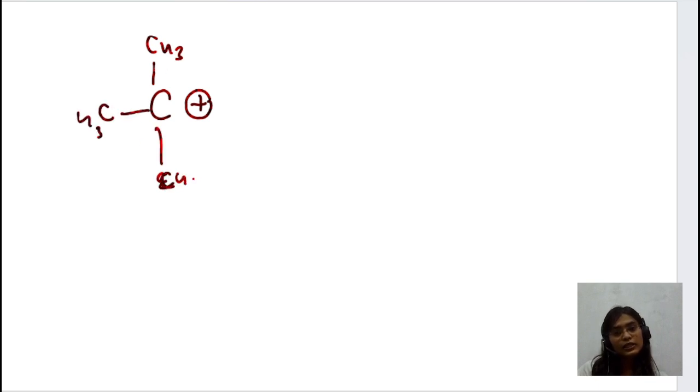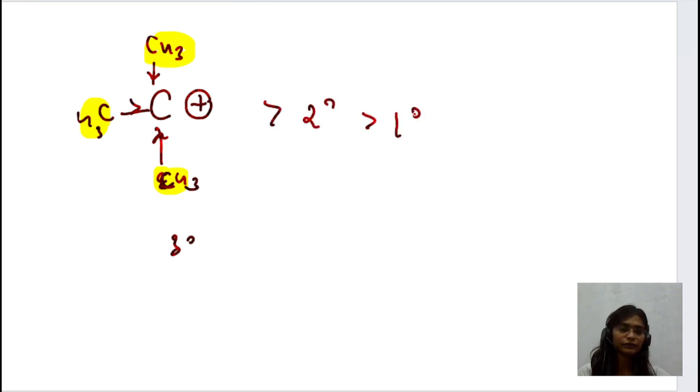Basically, there are three electron donating groups connected. It means they are going to stabilize this. So the tertiary carbocation is more stable than the secondary, and the secondary is more stable than the primary. That's it. This is the SN1 mechanism. It means formation of the carbocation is the key point. That's why we are checking only the stability of the carbocation.